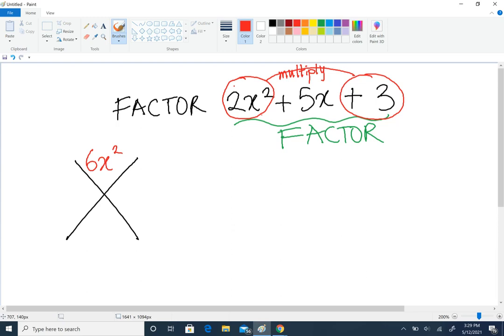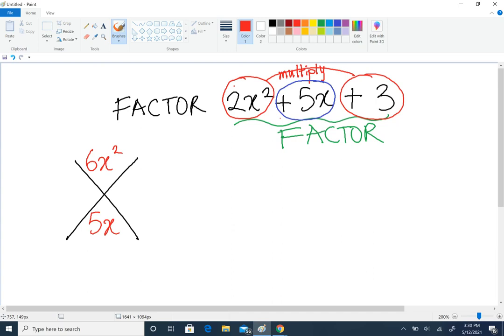And then on the bottom, what do you put on the bottom? You put on the bottom the middle term, which is what we learned in the video that I made earlier. So you put the middle term, which happens to be 5x, right here. So on the top, you multiply the first term and the last term, and on the bottom, you take the middle term. The middle term goes on the bottom.